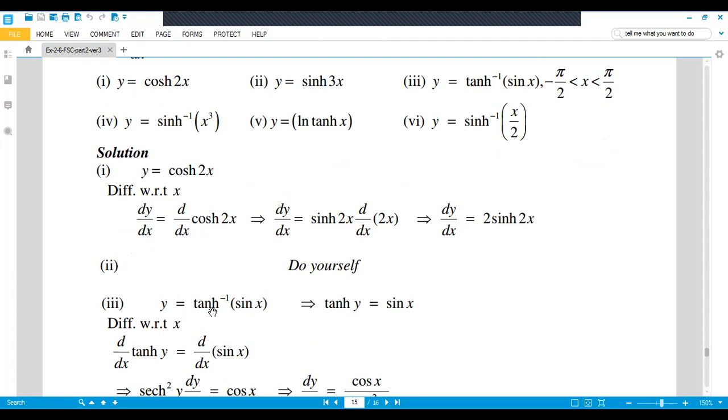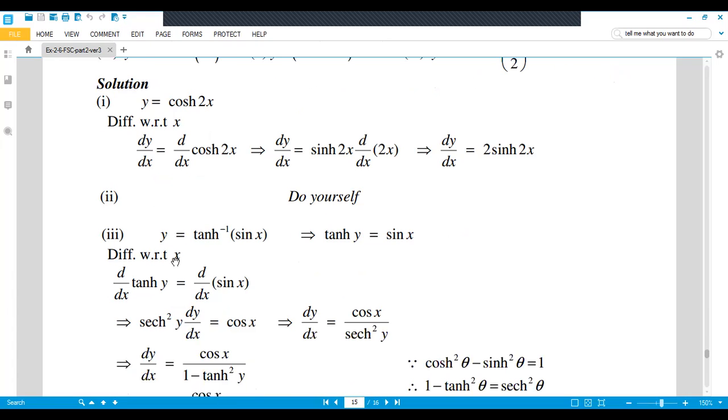Here you have the inverse function, tanh inverse of sin x. Very, very important. So tanh inverse, when you shift it to the left hand side, will be converted into positive. tanh y is equal to sin x. Now you differentiate with respect to x. The derivative of tanh y is sech square y, and further the derivative of y is dy by dx, and the derivative of sin x is cos x. This sech square y multiplied on this side is shifted to the other side, where it will be divided.